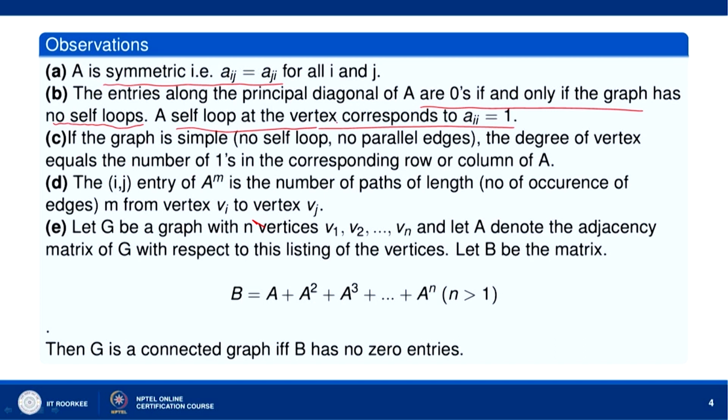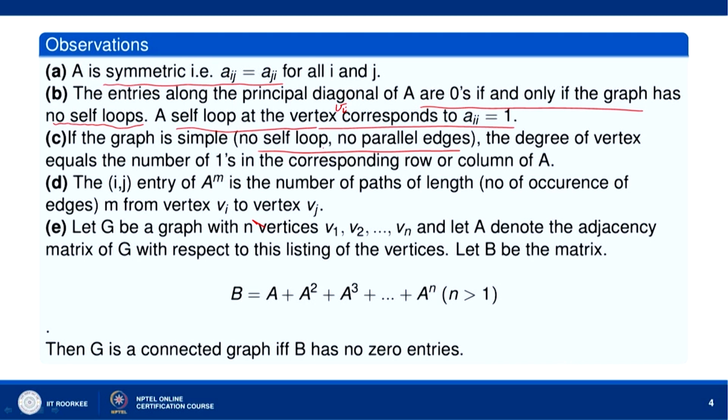The vertex, you say, is Vi. At the vertex Vi, if there is a self loop, then the corresponding Aii, which means the edge from Vi to Vi, will be equal to 1. Now, if the graph is simple, with no self loop and no parallel edges, then the degree of a vertex equals the number of ones in the corresponding row or column of A.